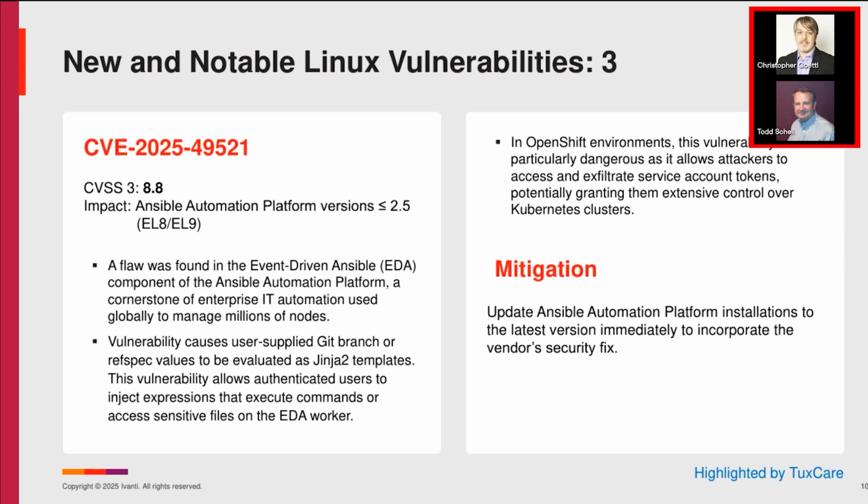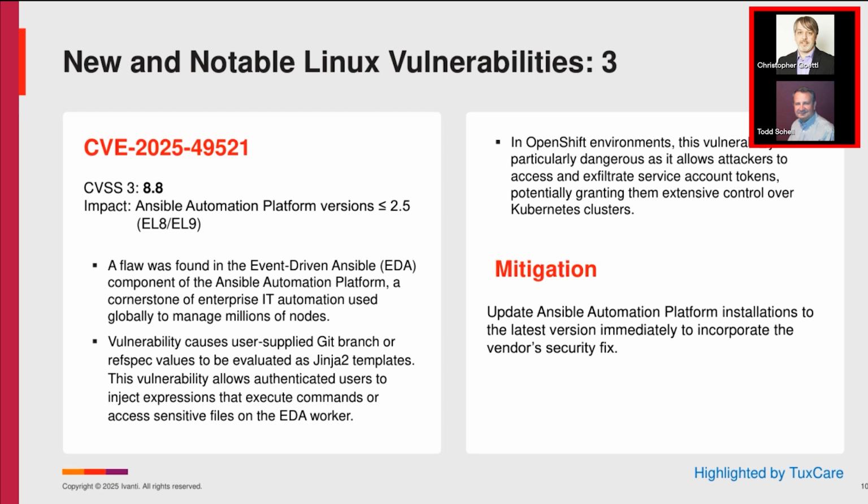The third one here is Ansible Automation Platform, with a CVSS score of 8.8. This one's a flaw in their Event-Driven Ansible component, EDA, on the Ansible Automation Platform. The vulnerability could cause user-supplied Git branch or refspec values to be evaluated as Jinja2 templates. It could allow an authenticated user to inject expressions that could execute commands or access sensitive files in that EDA worker. Giving them the ability to inject code execution and get access to files they should not have access to is pretty severe.